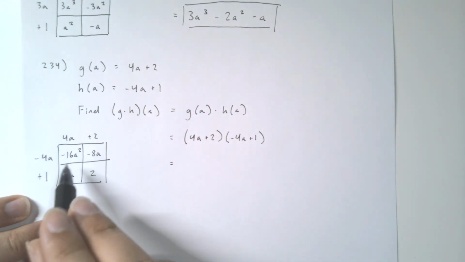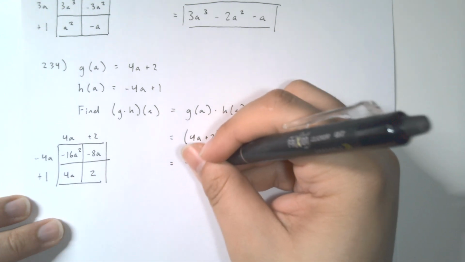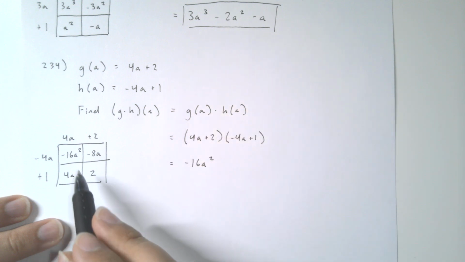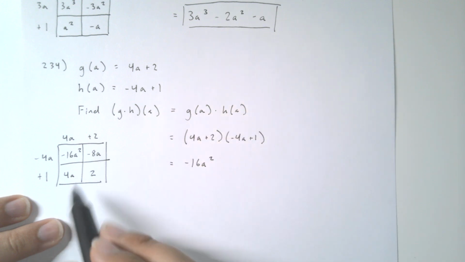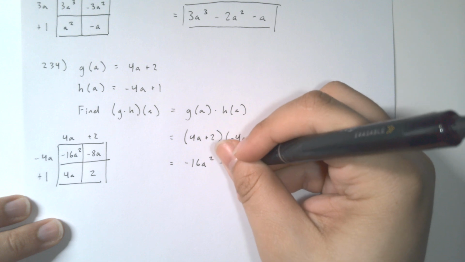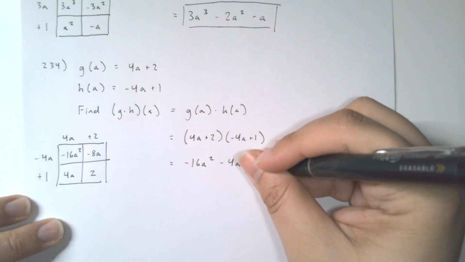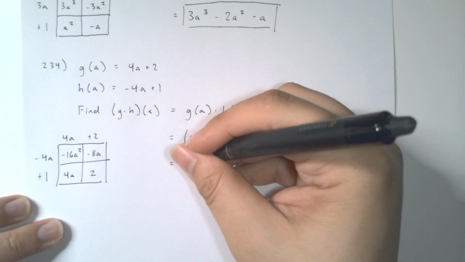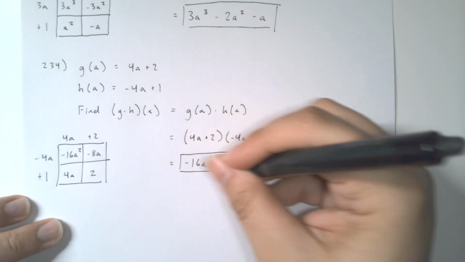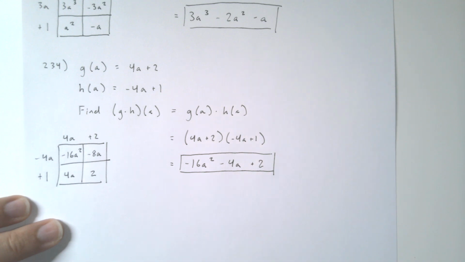Combining all of our like terms, we have negative 16a squared. You have negative 8a plus 4a, so this is going to be minus 4a. And then we have a 2, so plus 2. This is already in standard form, and we can't combine any like terms, so this is complete.